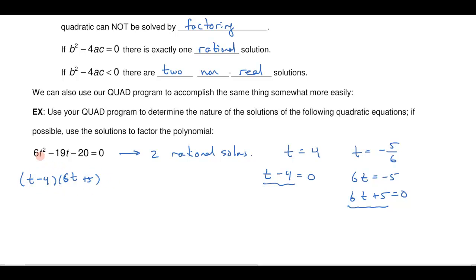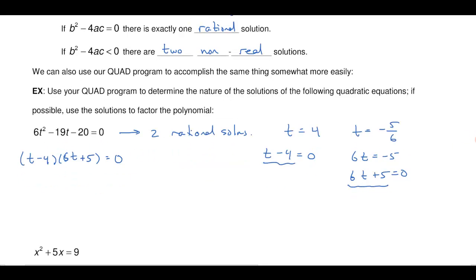I'd get 6t squared. Well, that works there. And then the outers would give you 5t, and the inners are minus 24t. So 5 minus 24, sure enough, that's negative 19t, and then the negative 4 times 5 is the negative 20. And so if you use your quadratic formula, whether by hand or if you have it programmed in your calculator, if you can get your solutions, and those solutions are nice rational numbers, then that tells you that this could be factored, and it even helps you to factor it.